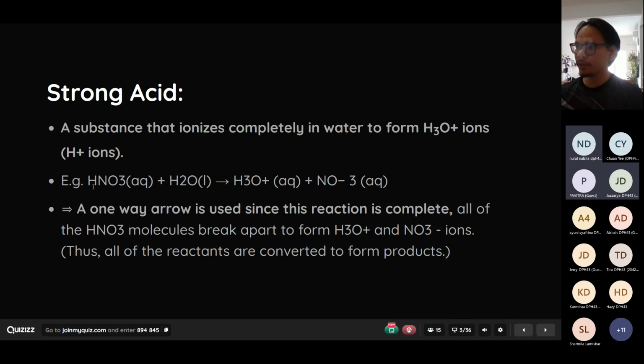So in this case, pada acid ni, this is the acid that we are talking about. Dia ada satu atom hydrogen. And bila dia bertindak balas dengan air, bila dia larut dalam air, all the hydrogen atoms of nitric acid is used, digunakan sepenuhnya untuk menghasilkan hydronium ion. So in the end, there's no more hydrogen. So that is the definition of it ionizes completely. All the hydrogens in the acid is used. Kesemua bilangan atom hidrogen dalam nitric acid ni, dalam HNO3 ni digunakan dengan sepenuhnya.